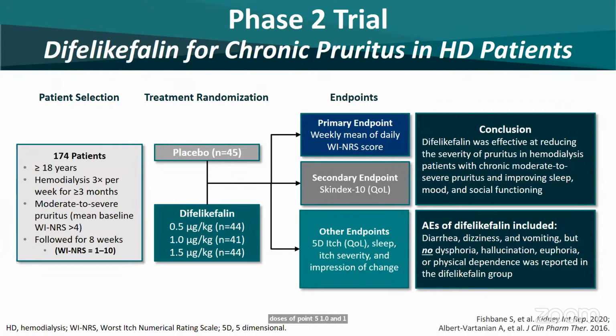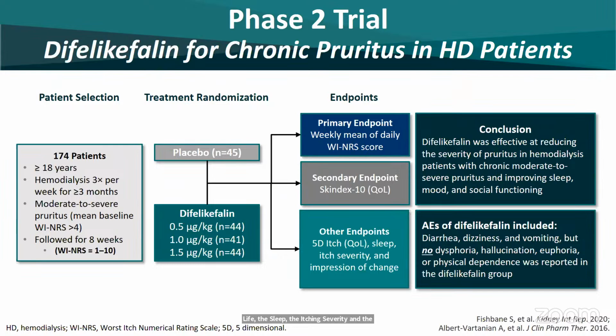So what were the primary endpoints that they hoped to get from this study? The primary endpoint was the weekly mean of daily WI-NRS scores, which I'll get into. Secondary endpoints were Skindex-10, quality of life, sleep, the itching severity, and the impression of change.